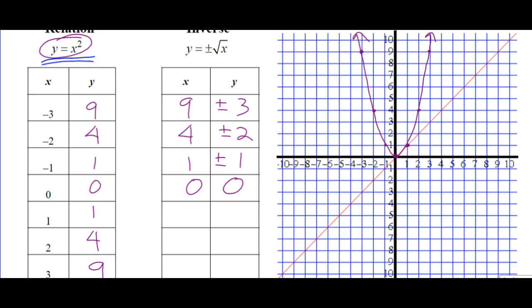And now let's graph the inverse. Oh, I should label that, right? y equals x squared. And let's sketch the inverse. So when x is 9, I have 1, 2, 3, and I have negative 3. When x is 4, I have positive 2, I have negative 2. When x is 1, I have positive 1, negative 1, and 0, 0. And this is y is equal to plus or minus the root of x.